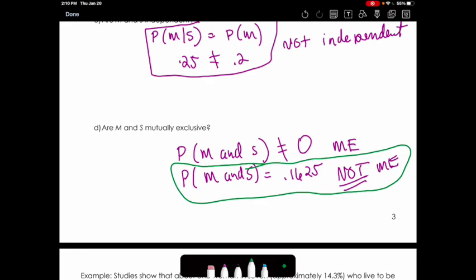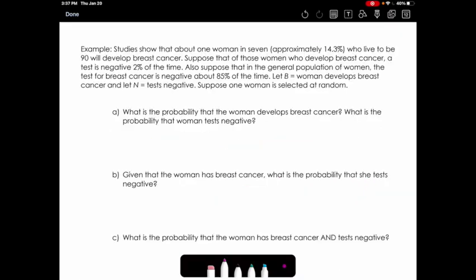Okay, in this next example, we're going to use the information that's in this example to answer the questions on the next page as well.